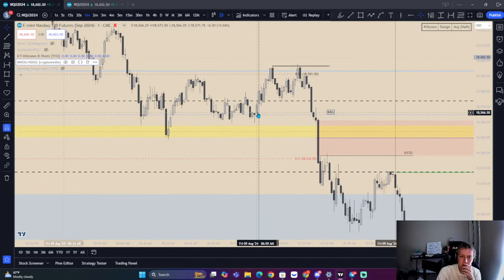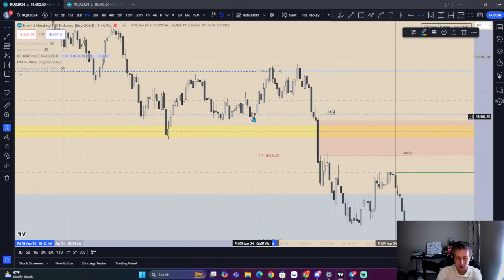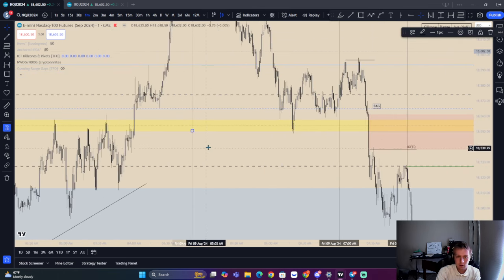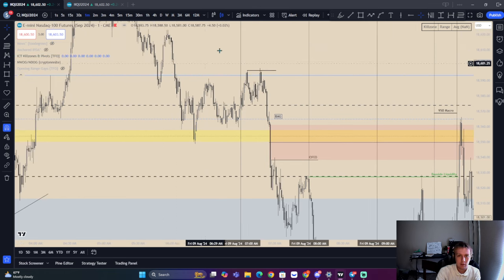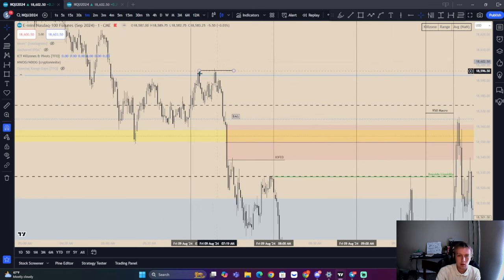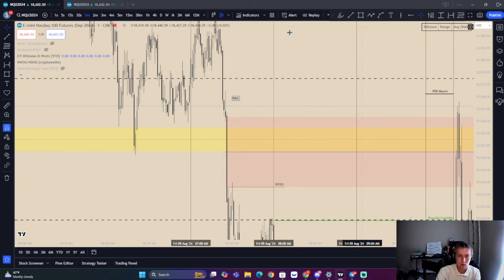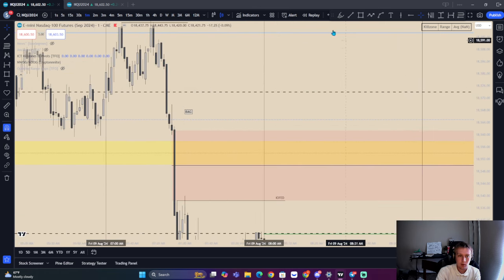Boom. And here is 7 a.m. So this is kind of when I care about price. 7 a.m., we end up taking this high here in an inefficiency. Two birds with one stone. We end up displacing lower, institutional order flow entry drill. This is a balanced price range here.